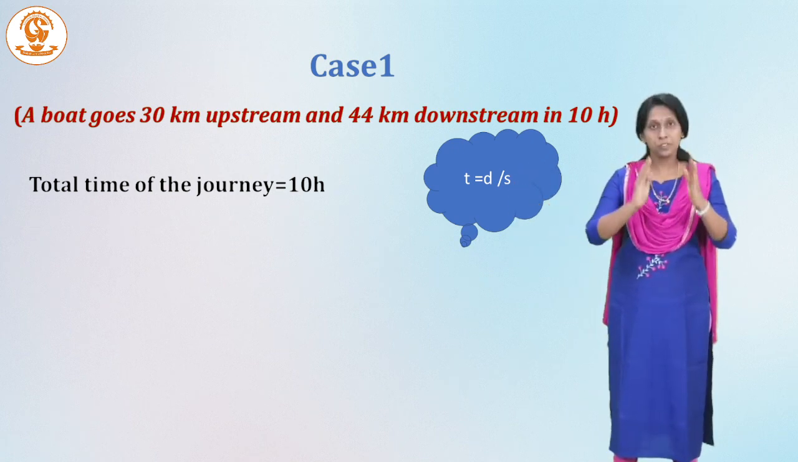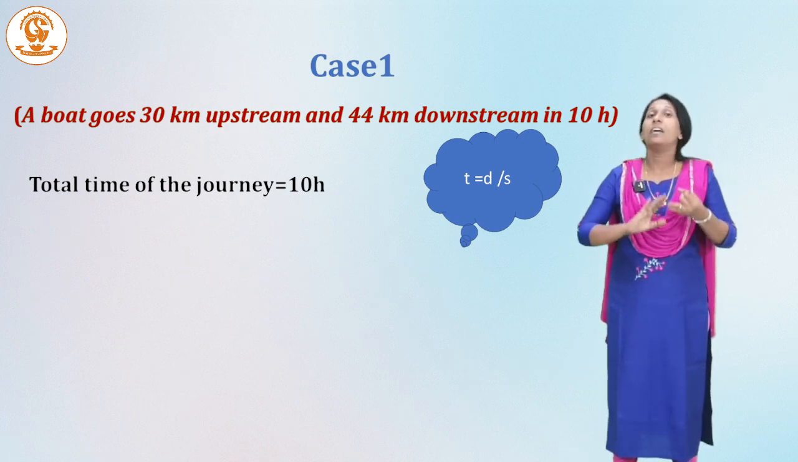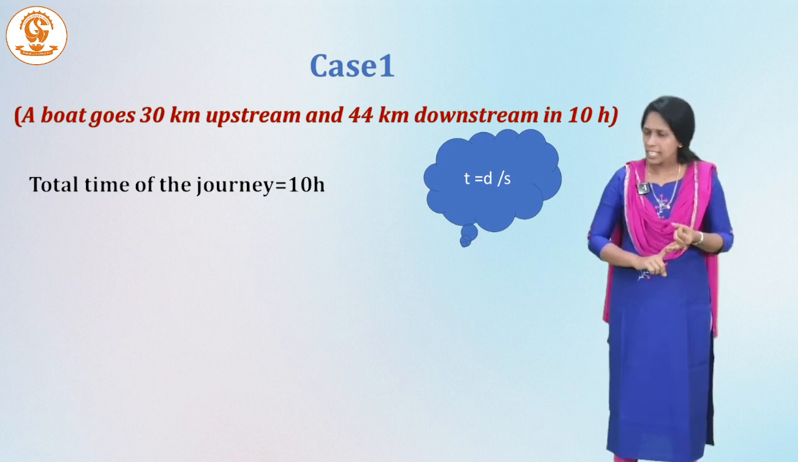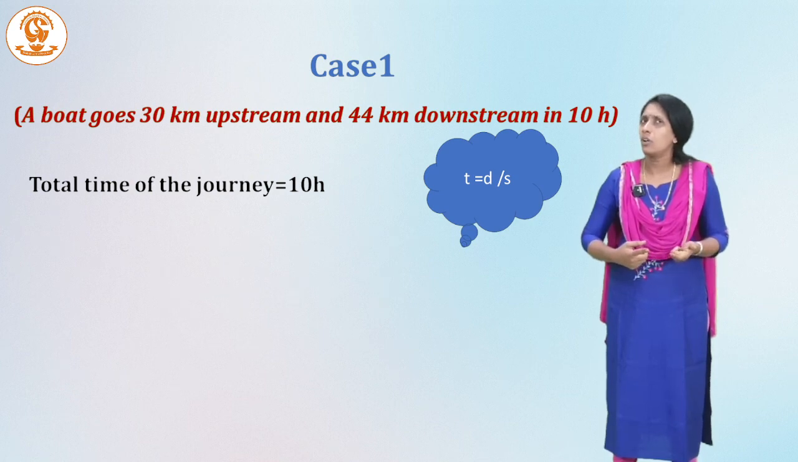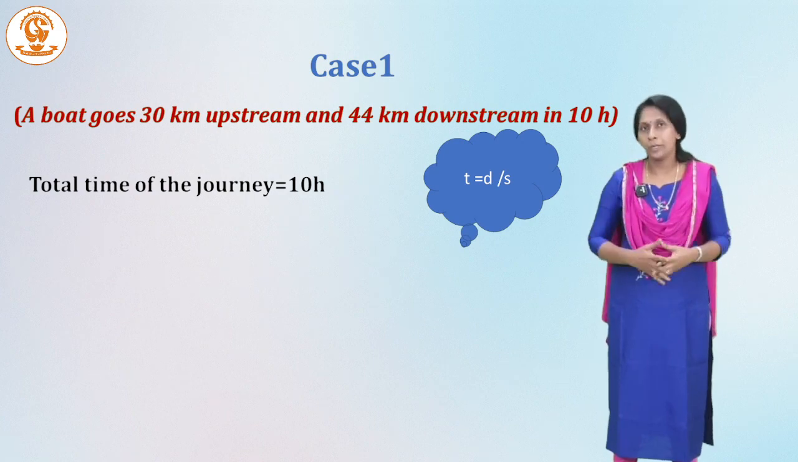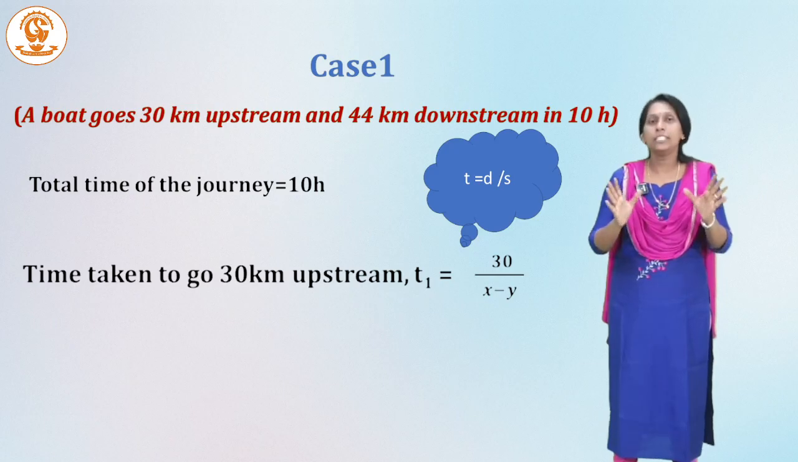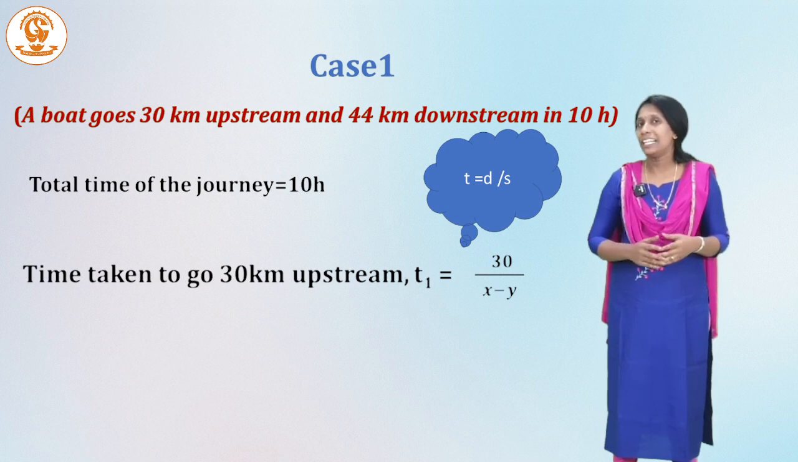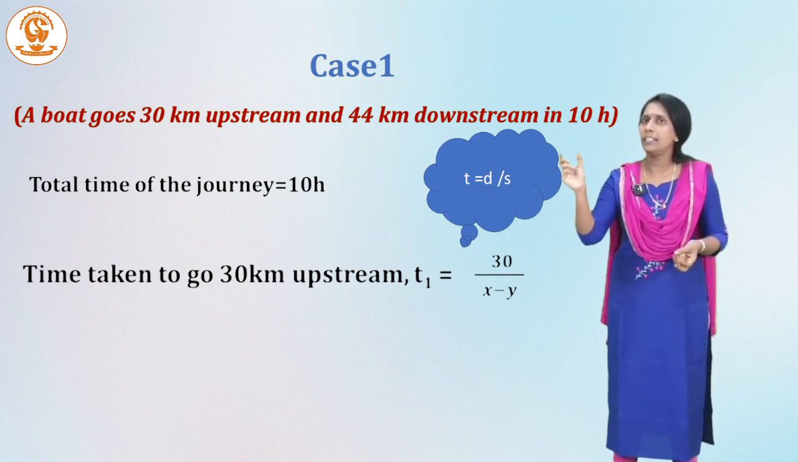Now for this upstream journey, distance is 30 kilometer and speed is x minus y. So we can easily find the time taken, isn't it? Let T1 be the time taken to go 30 kilometer upstream. Then T1 is equal to what? T1 is equal to 30 by x minus y. Is it clear to everyone? What is the meaning of that 30 there?